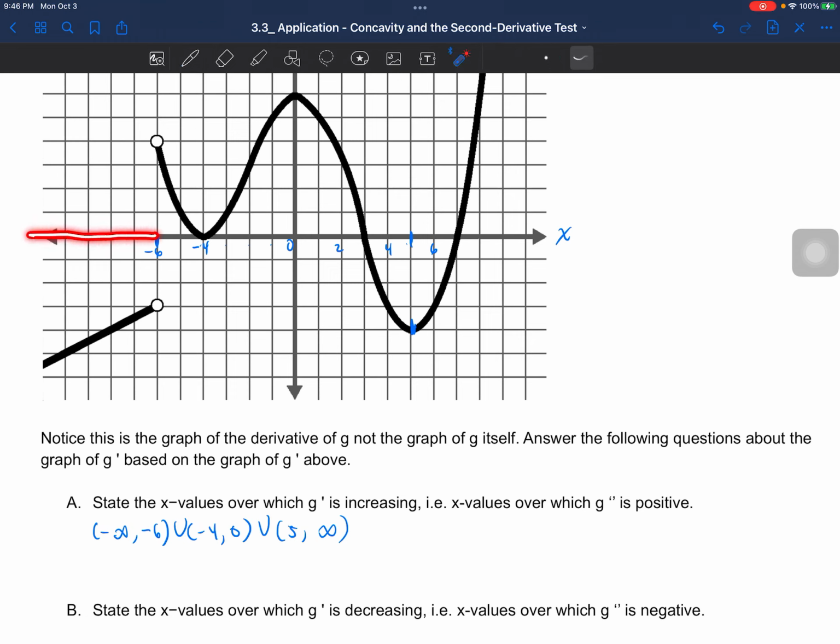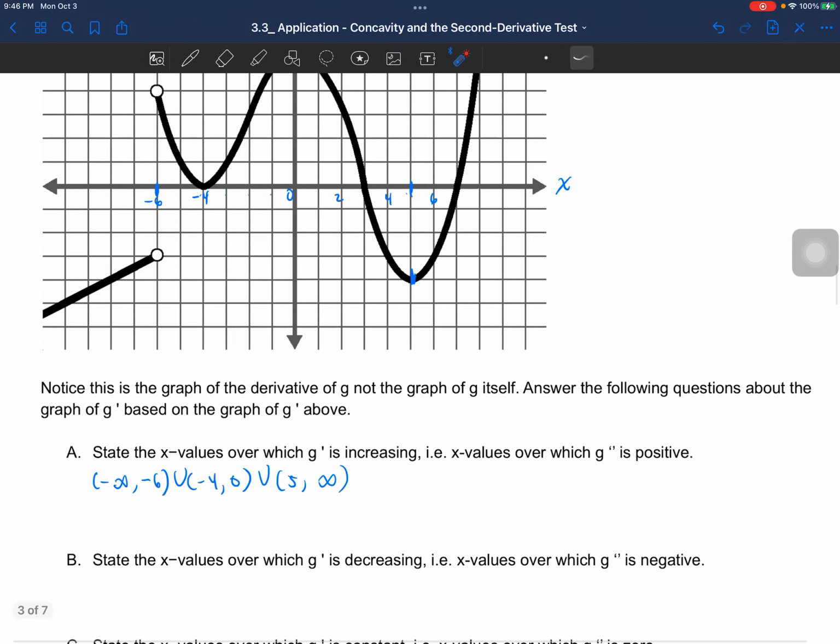So we unite those two. The intervals from here to here, the function is increasing. The intervals from here to here, the function is increasing. And the intervals from here to here, the function is increasing. So that's what we found out. We told the reader where the function is increasing.